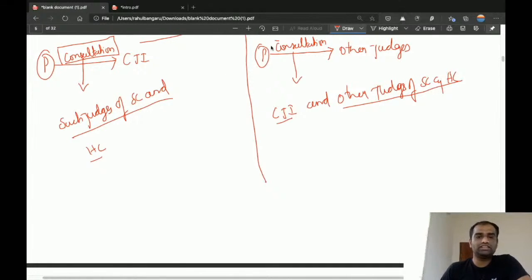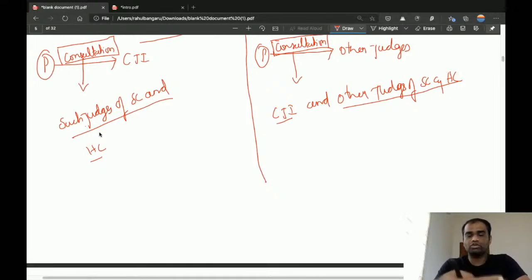Now this word consultation has proved very controversial. Constitution does not define whether, during this consultation process, the opinion given by these judges of Supreme Court and High Court is binding or not. Constitution does not have a provision regarding that. It is very vague on this consultation process. So because of this vague definition, during the 1970s a lot of controversy arose.